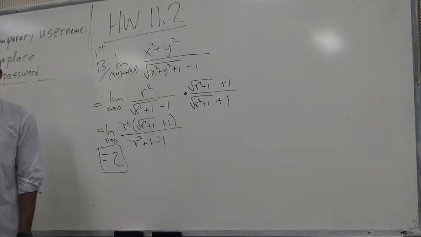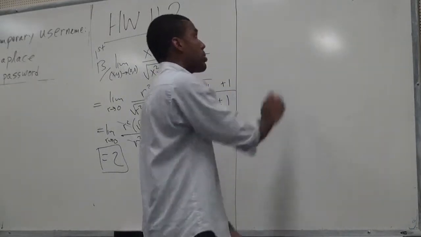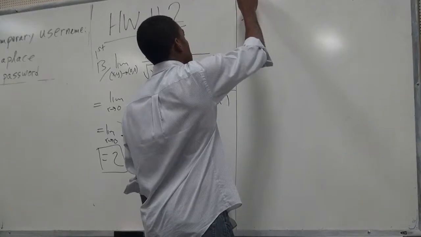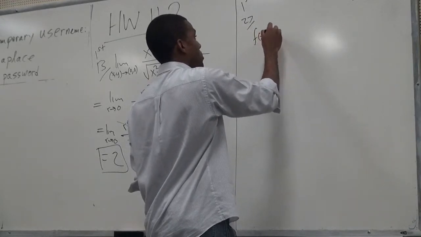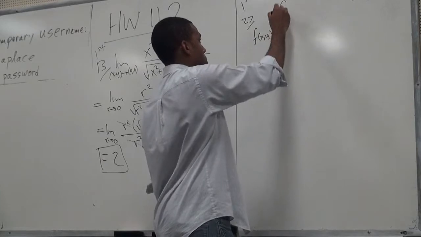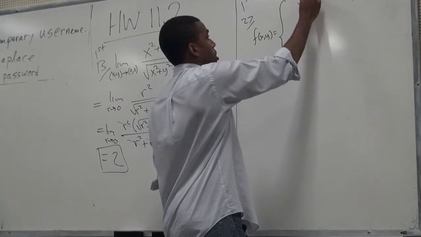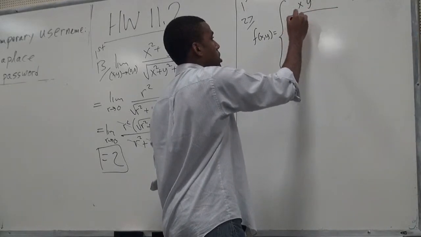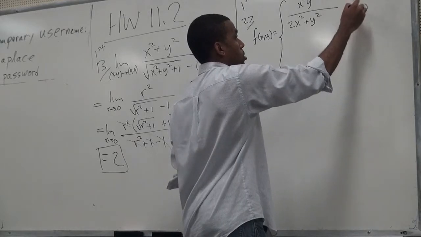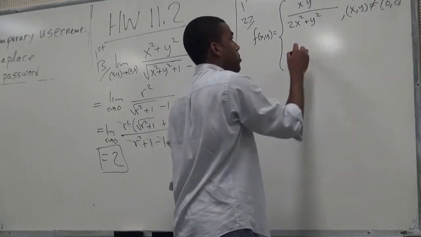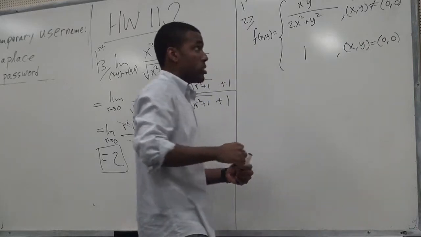Yep. Number 27 in the first edition. 27. Did I assign that? Yeah, 27, first edition. What does it say? F of x equals x squared times y cubed over 2x squared plus y squared if (x, y) does not equal (0, 0), and 1 if (x, y) equals (0, 0). Okay. Continuous or not?